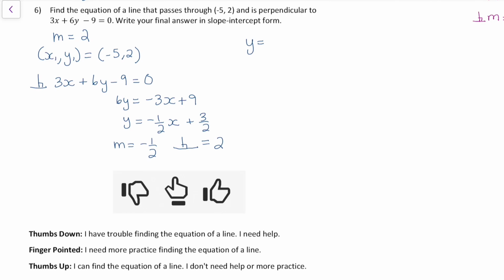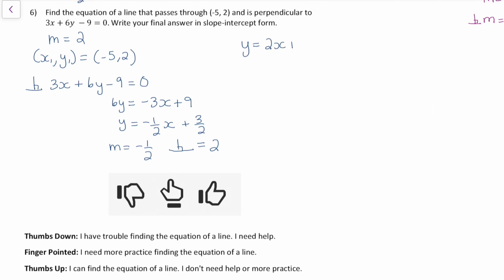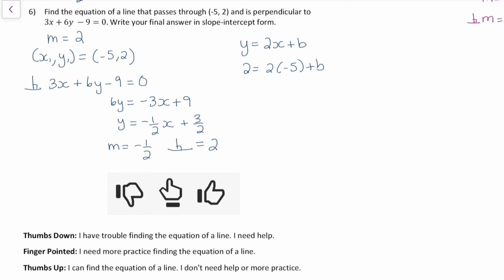I know my line is going to be y equals 2x plus or minus something. So I'm going to substitute in my point and solve. I'm going to add 10 to both sides. I get 12 equals b. So therefore, my equation is y equals 2x plus 12.